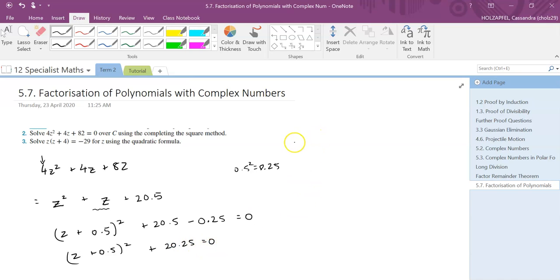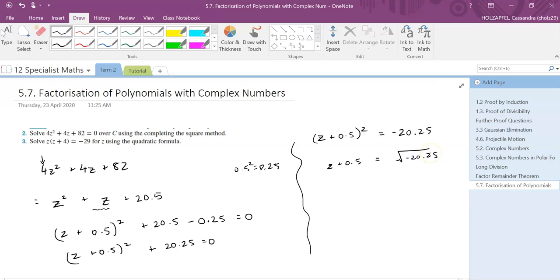All right, so let's move up over here. So then we would do z plus 0.5 squared is equal to negative 20.25. Then I'm going to take the square roots of both sides. So z plus 0.5 will be equal to the square root of negative 20.25. I'm just going to pop this in my calculator real quick.